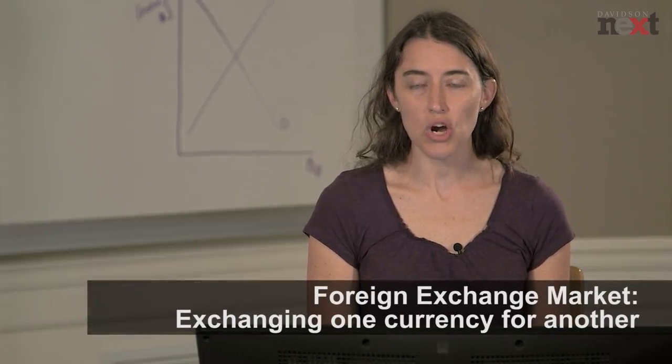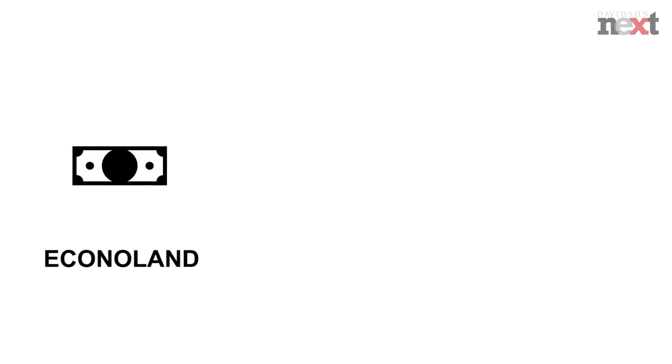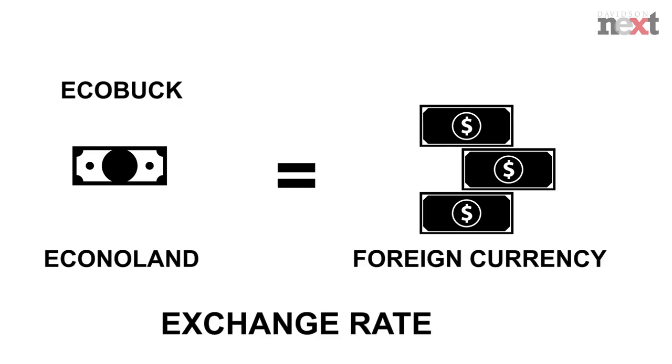None of this importing and exporting would be possible without the foreign exchange market, which is the market for exchanging one currency for another. The price in the foreign exchange market is just the price of one currency in terms of another and is referred to as the exchange rate. In Econoland, your currency is called the EcoBuck. The exchange rate for the EcoBuck is expressed as the number of foreign currency units per one EcoBuck. The exchange rate for the foreign currency unit is simply the reciprocal of the exchange rate for the EcoBuck.